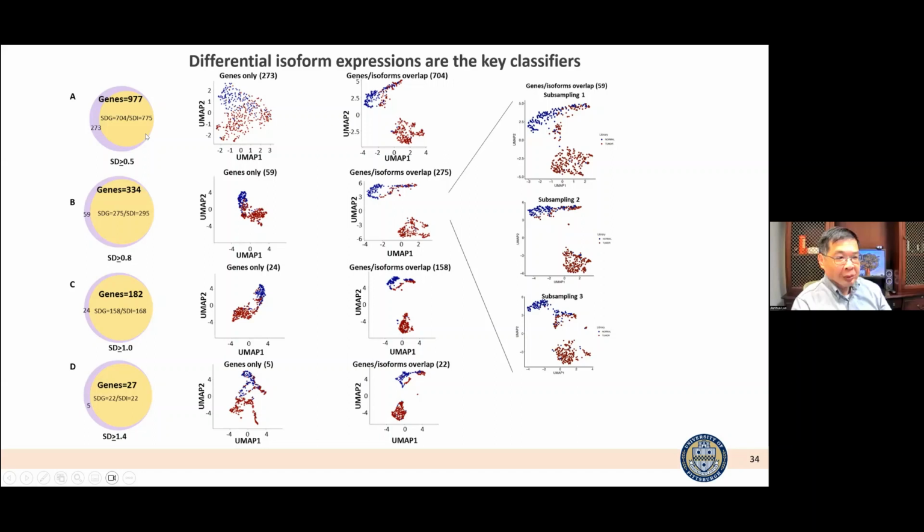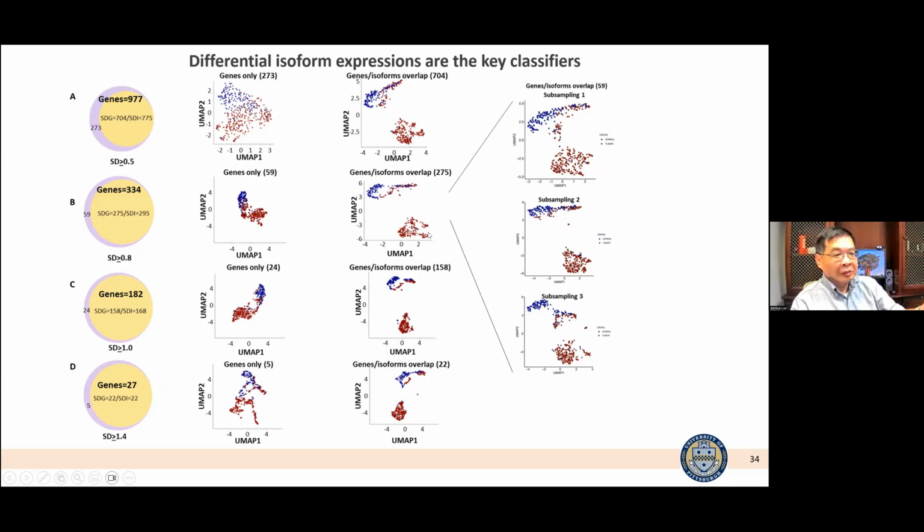So basically, we use the unique genes to do a clustering versus the isoform and gene overlap clustering. You see that obviously the gene only didn't do a very good job. It means they are all a mixture. And if we look at the gene isoform, it automatically separates very well. And then the next thing, going to 0.8, you can see from here this is gene only.